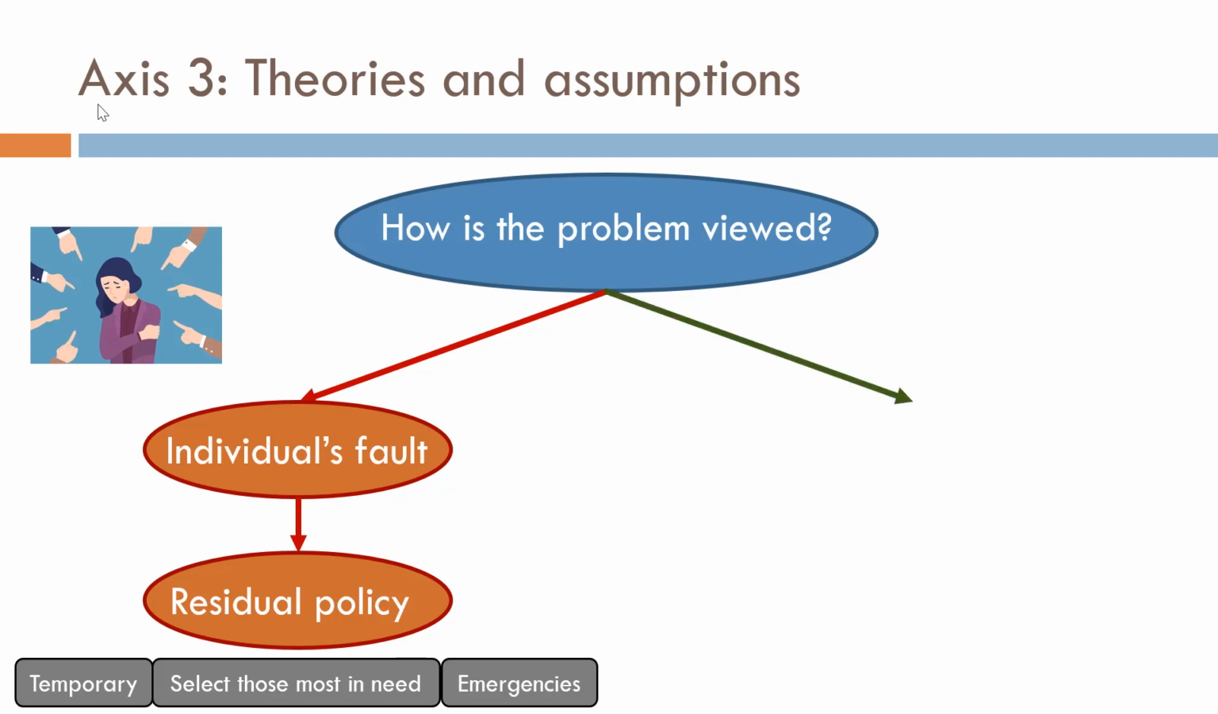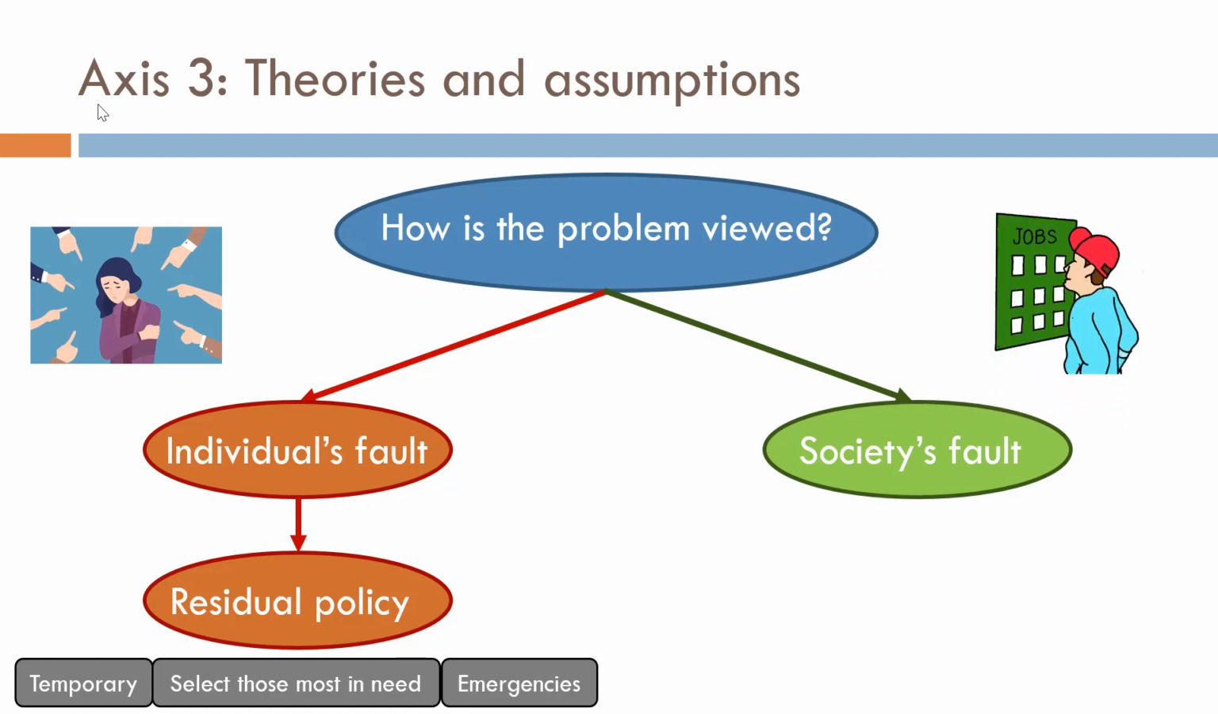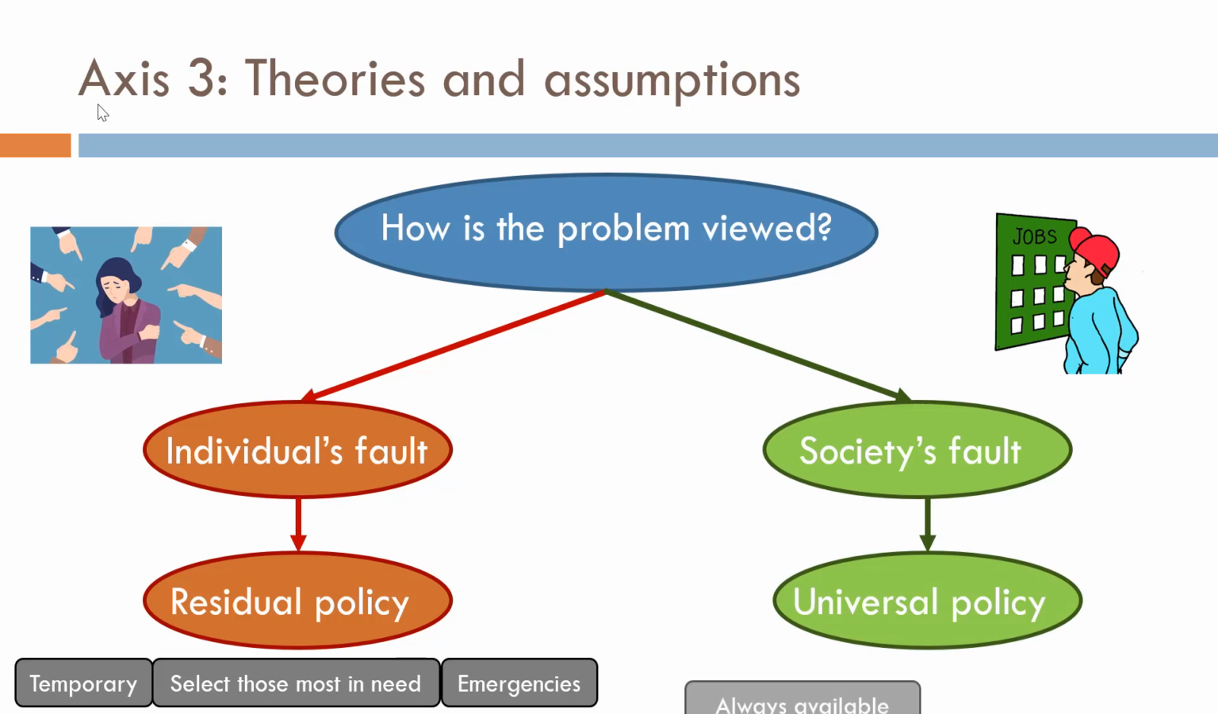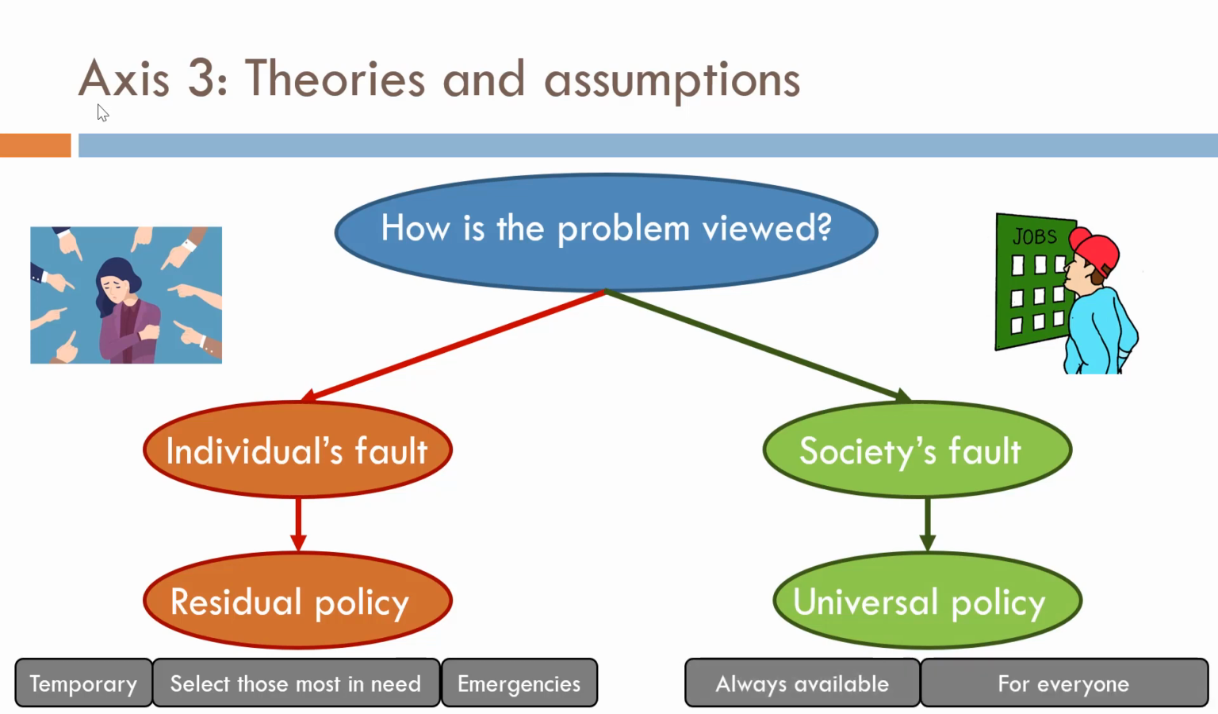Versus if the problem is viewed as being society's fault, so viewing unemployment, for example, as having to do with a recession or a depression in the economy that is not the individual person's fault, then any policy that comes from this is going to be universal, which is kind of the opposite of residual, really, which is that it's always available and it's for everyone. So what is an example of this?